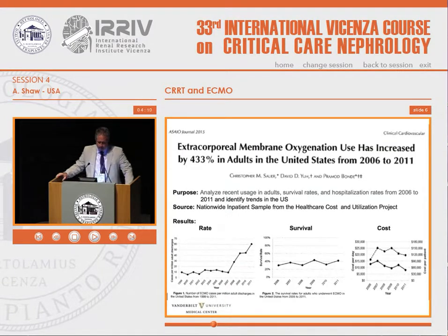Now, this is a slide from the National Inpatient Sample, which is a large administrative data set in the US, showing that ever since 2007, there's been what some would say an unhealthy increase in the incidence of ECMO. Survival hasn't really changed and cost has gone up, so why are we doing this? I mean, if you do more of something, it doesn't seem to work and it costs a lot of money. What's that about? And the answer is more people are actually living.